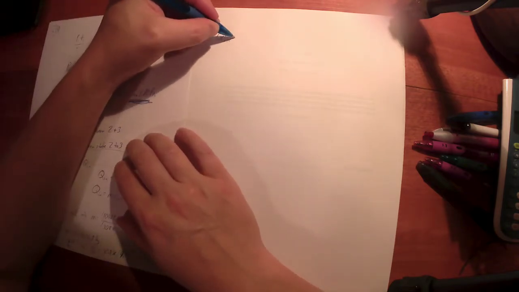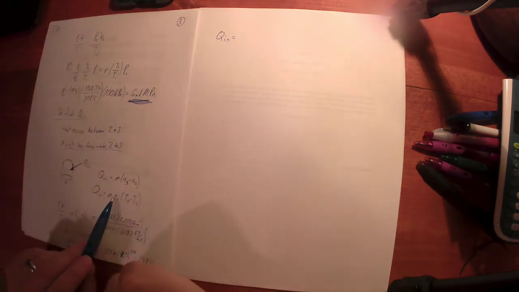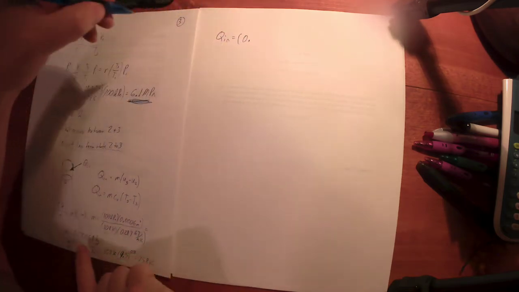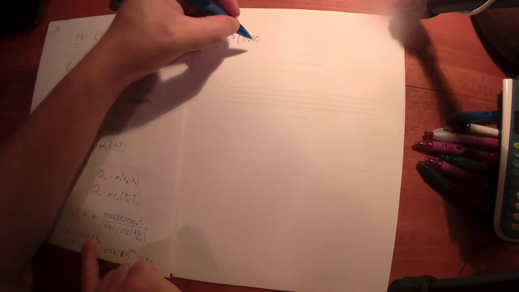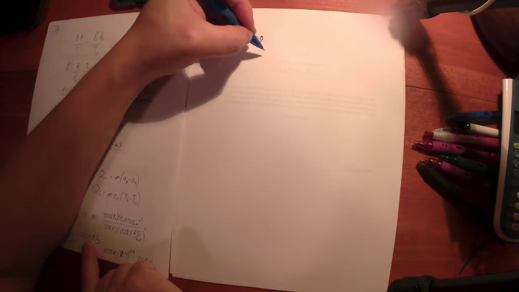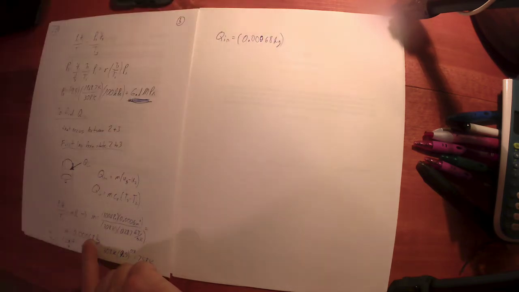What are we trying to do? We're trying to find Q in. To find Q in, I need to know the mass. I know C sub V, and I now know both temperatures. So the mass, we said it's a very small mass. Does that make sense? Yeah, it's air. It's a gas. Gas is not very dense. I have a very small volume of air, so it makes sense I have a very small mass of air.